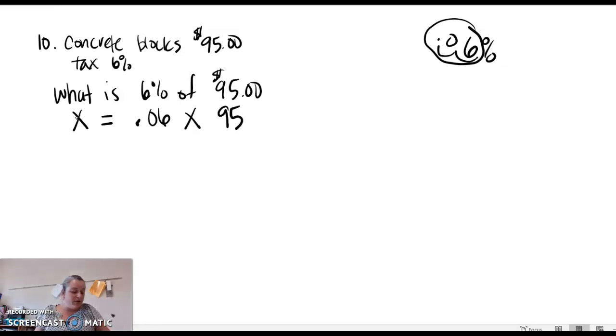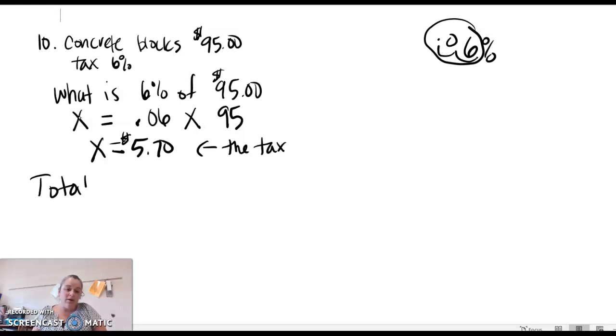So if you get out your calculator, you're going to take 0.06 times 95, which gives you $5.70. But this is the tax. This is what gets added on. So to get a total, you would have to take your $95 plus the $5.70, which gives you $100.70.